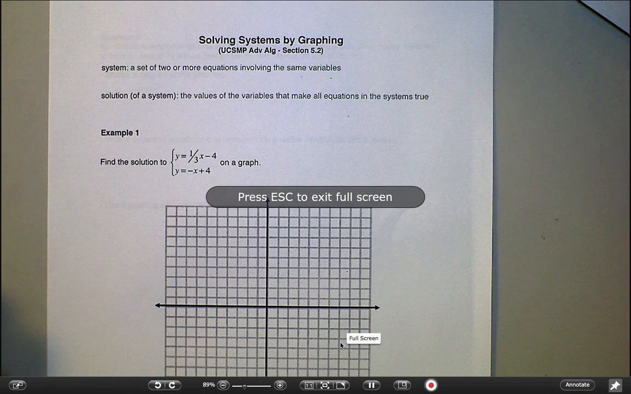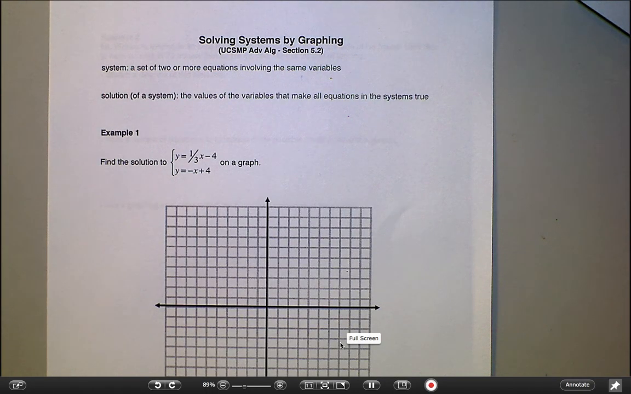Everyone. So today we're starting to talk about what's called a system of equations. A system is any two equations, or really two or more equations, that involve the same variables. When you're looking at a system, each equation individually may have lots and lots of solutions. Think about y equals 3x plus 5. There's tons of coordinates that would make that true. That's why we draw the line, okay?